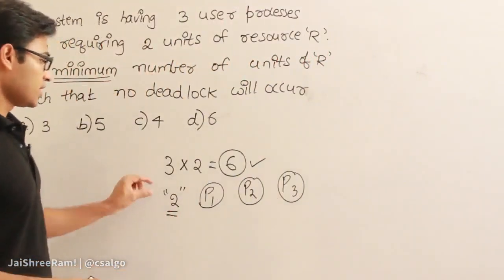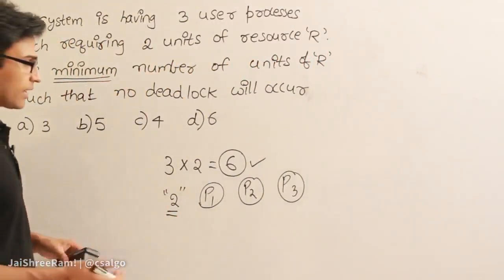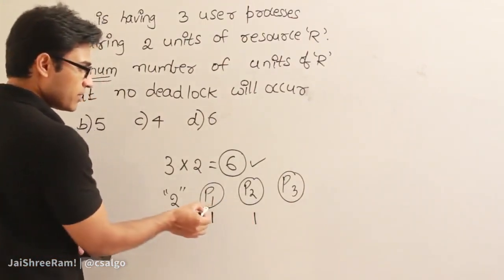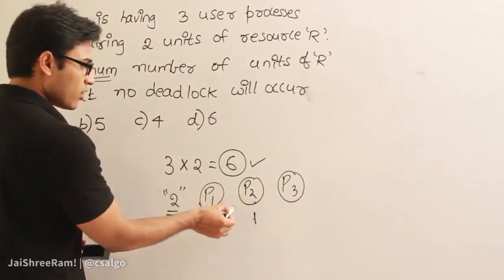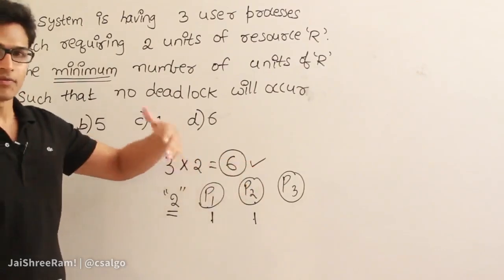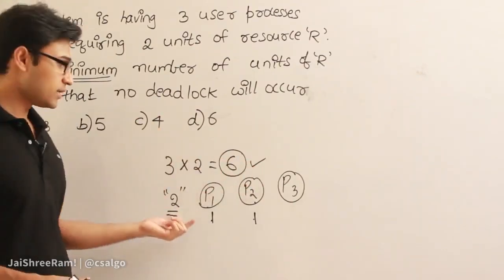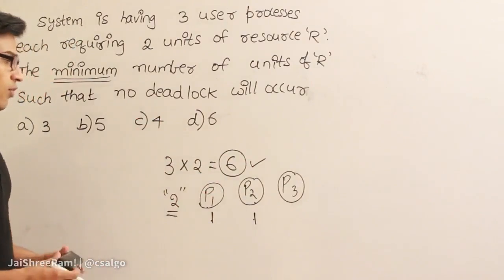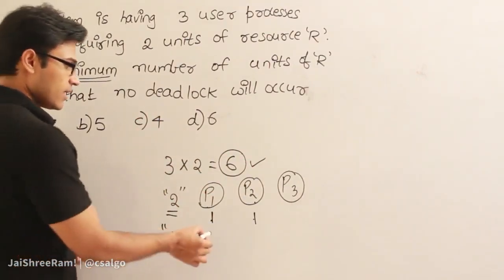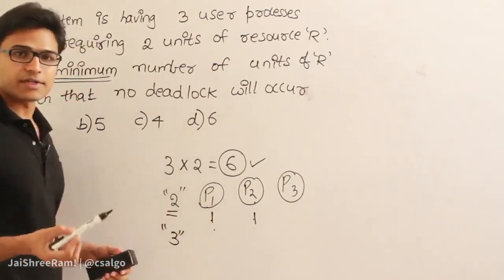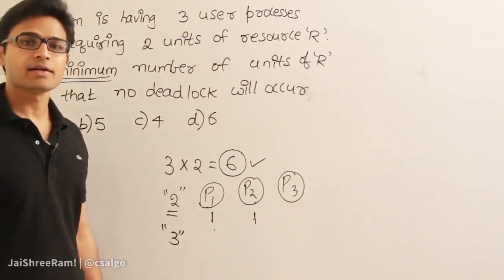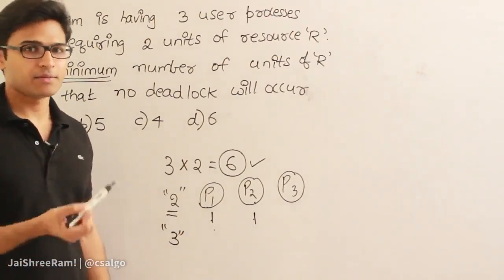If you have 2 instances, and P1 takes 1 instance and P2 takes 1 instance, now P1 will want the other instance and P2 will want the other instance. They both will fall into infinite waiting, which is nothing but deadlock. So deadlock is possible with 2. What happens if I have 3 instances? I'm talking about the worst case. This will not happen all the time, but if there is a chance that it might happen, then it is possible. That is why I'm analyzing it.